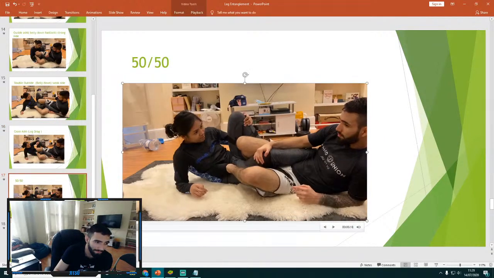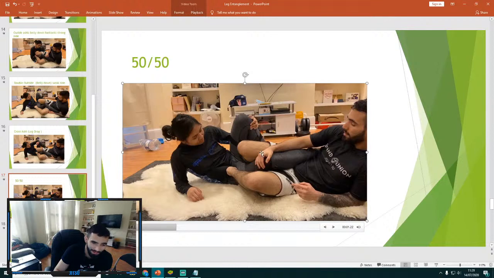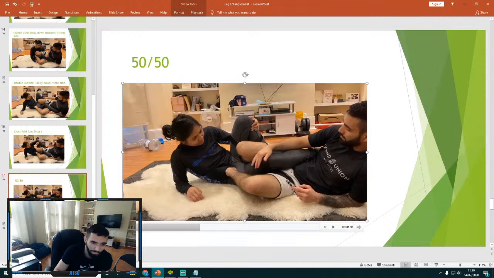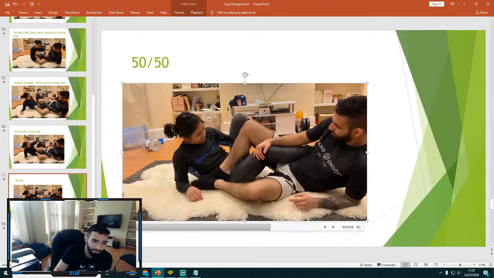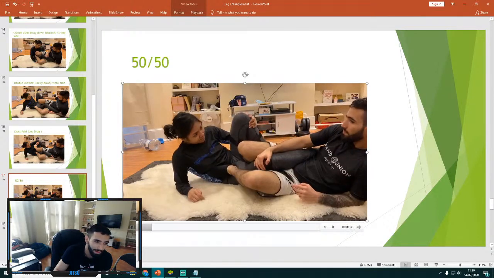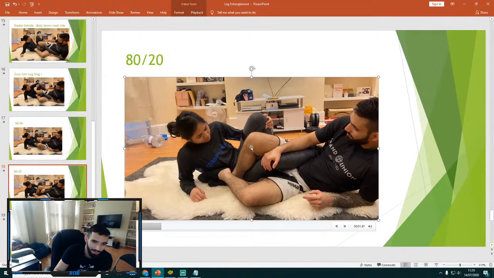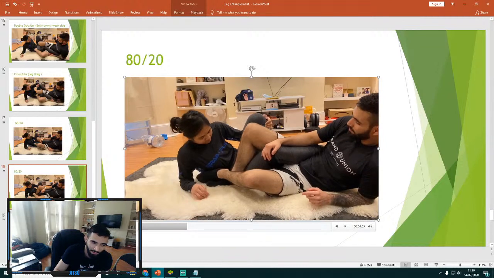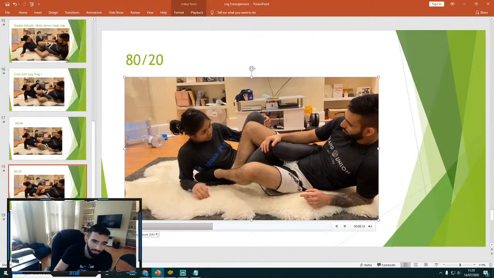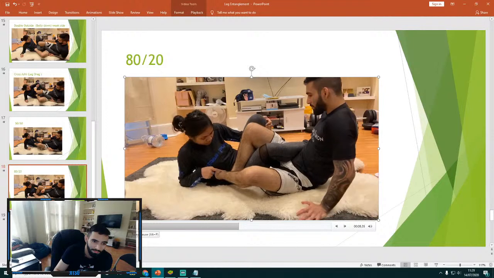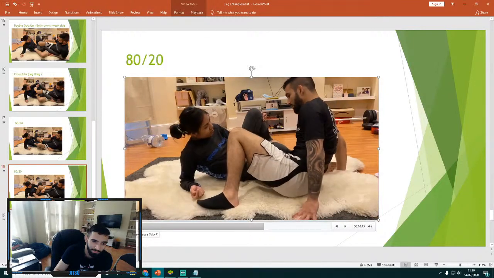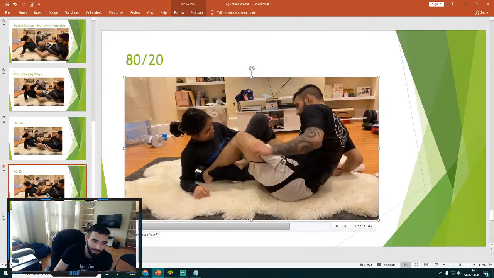50-50 is pretty much the same thing as cross ashi, but our leg is through. Boom. The tricky one, 80-20, which just means I'm gonna shrimp and clear my knee line, which is this bit here. That's 80-20 towards me.